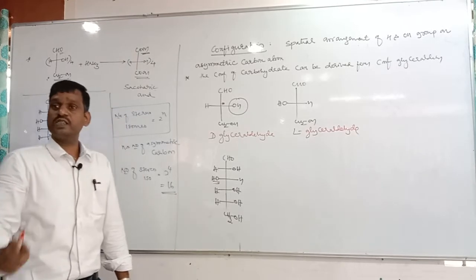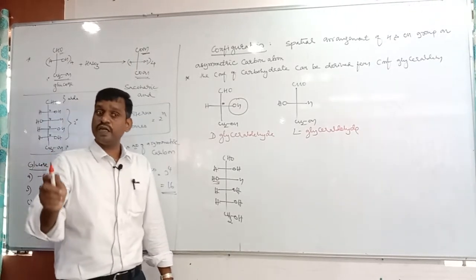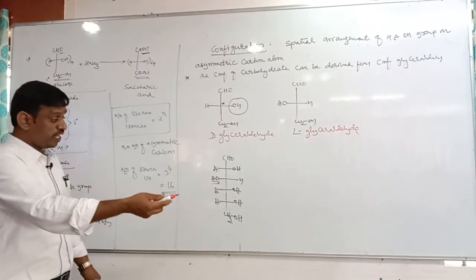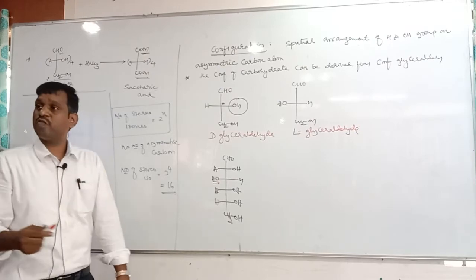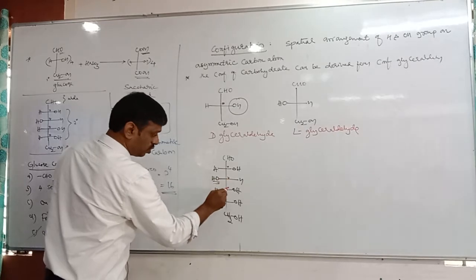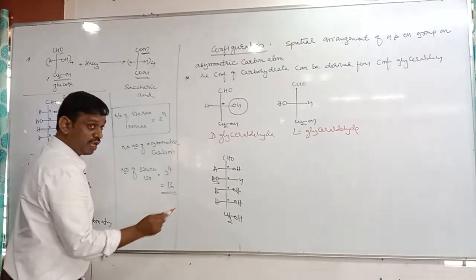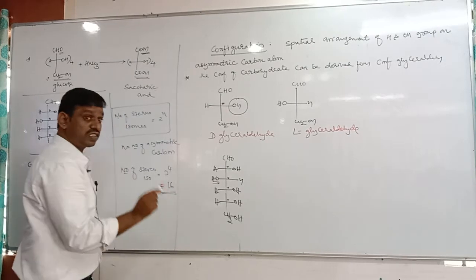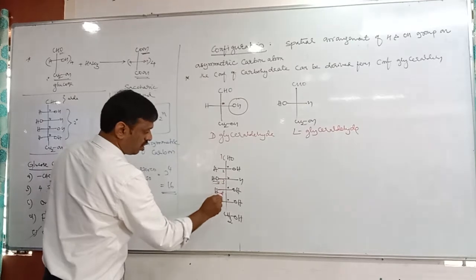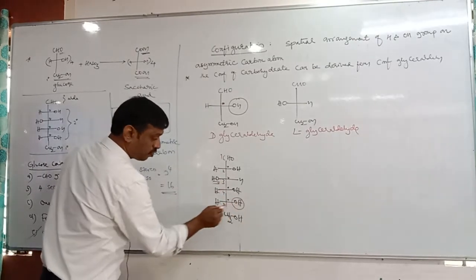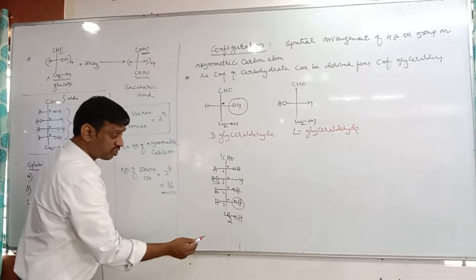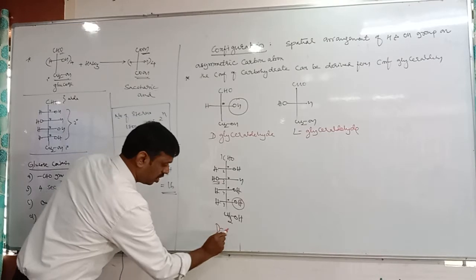we take the highest asymmetric carbon. On the highest asymmetric carbon, if the OH group is on the right side, D. On the highest asymmetric carbon, if OH is on the left side, L. Then what is the meaning of highest asymmetric carbon? You need to see here 1, 2, 3, 4. There are 4 asymmetric carbons. Out of these, which is the highest? Nothing but the last asymmetric carbon, the fifth one. On the highest asymmetric carbon, if OH is on the right side, it is called what? D. Therefore, it is called D-glucose.